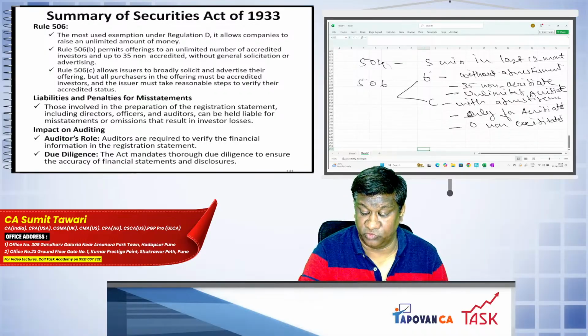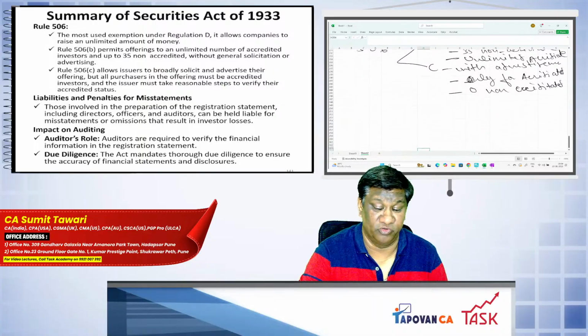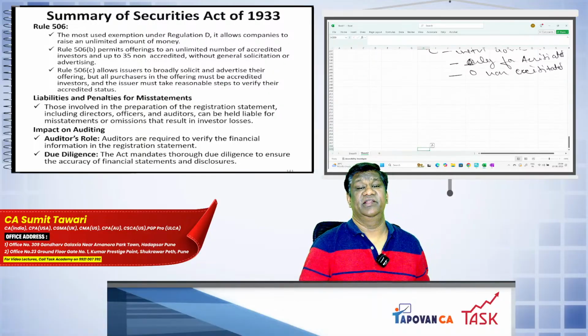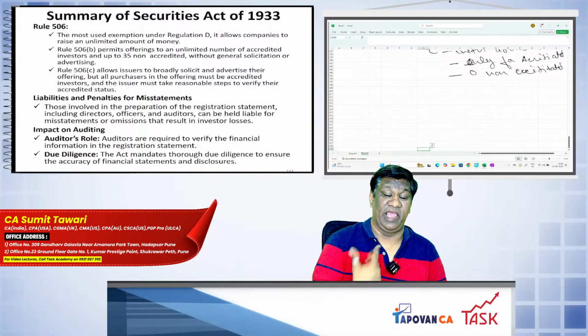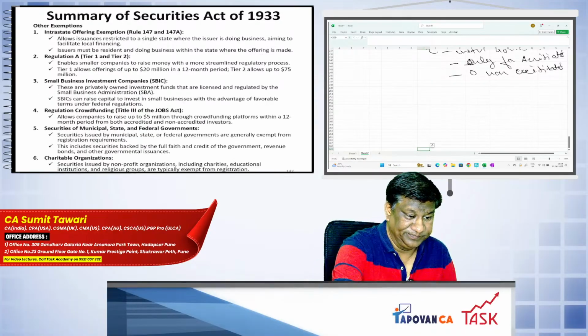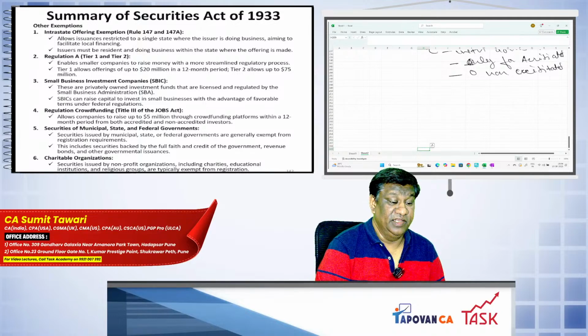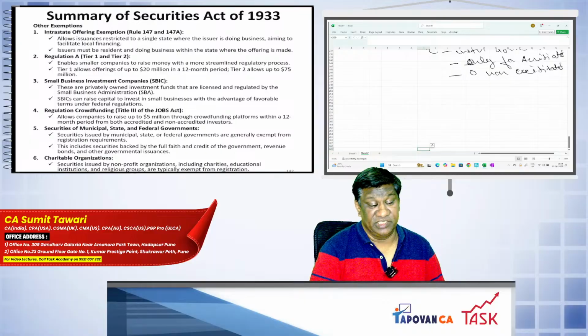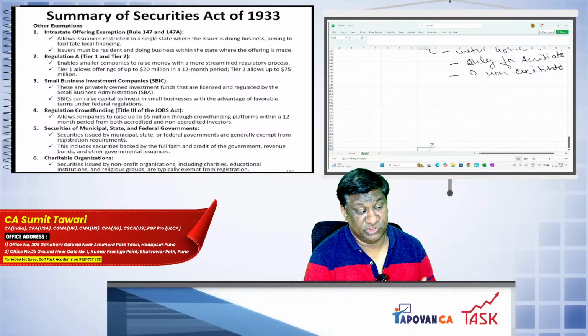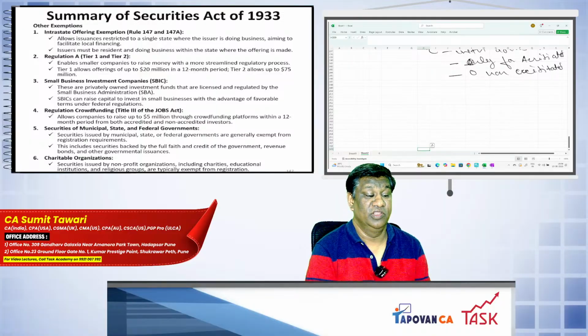Accredited investors are those who are financially sound or have knowledge of the stock market. Non-accredited investors are those who are not accredited investors. Other exemption: intrastate offering exemption allows issuance restricted to the single state where the issuer is doing business, aiming to facilitate local financing. Means if you are issuing securities only within the state, you do not need to register with other states. The issuer must be resident and doing business within the state where the offering is made.